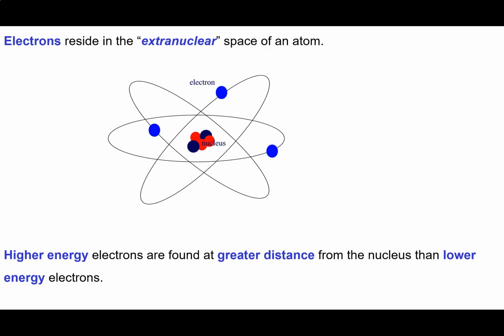So let's take a step back and look at the big picture. We know that electrons reside in what is often referred to as the extranuclear space of an atom. That is, they are orbiting the nucleus at a significant distance from it. We also know that the more energy that an electron has, the greater distance it will be from the nucleus.